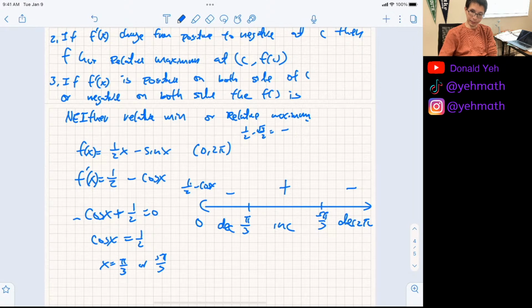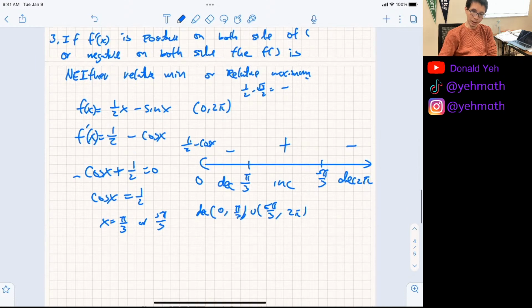increasing, decreasing. If I want decreasing, it's going to be from 0 to pi over 3, union from 5 pi over 3 to 2 pi. Increasing is going to be from pi over 3 to 5 pi over 3.